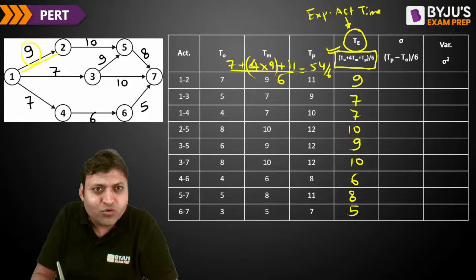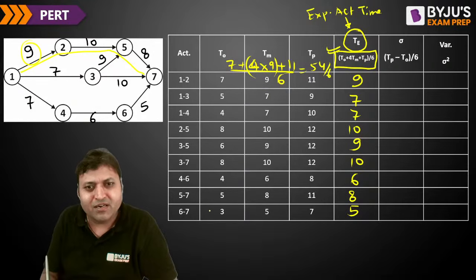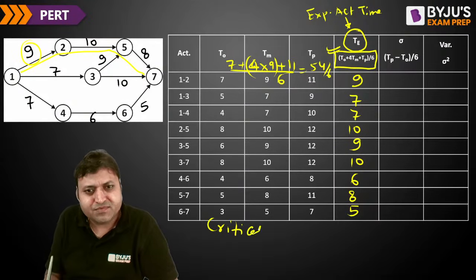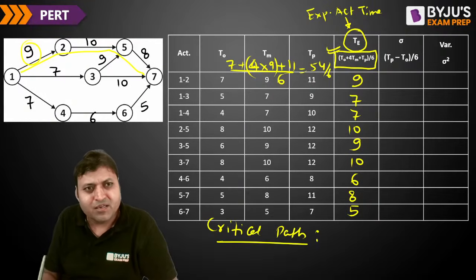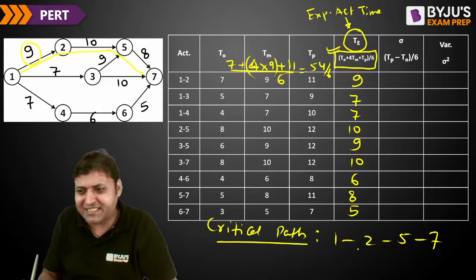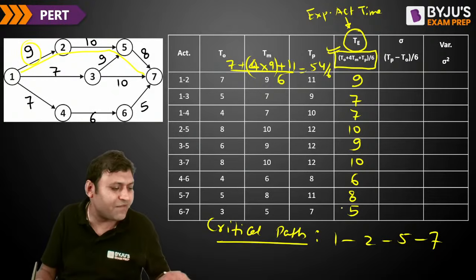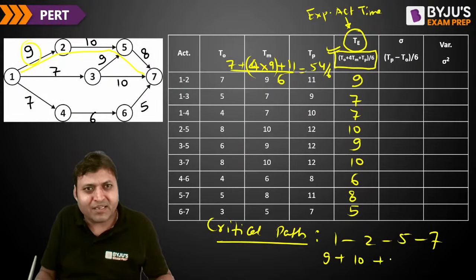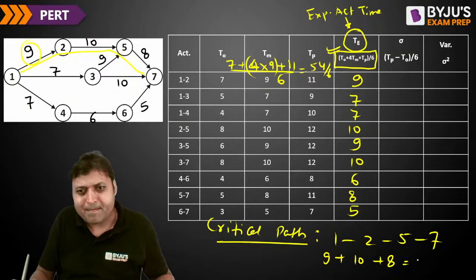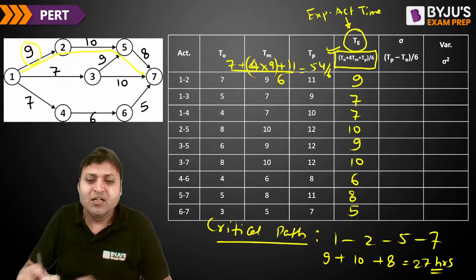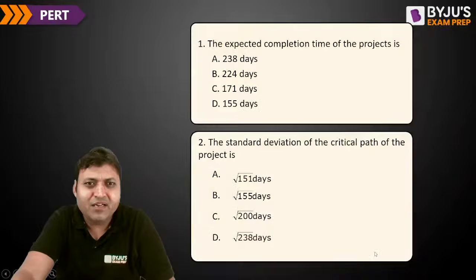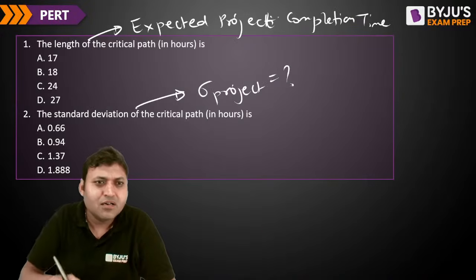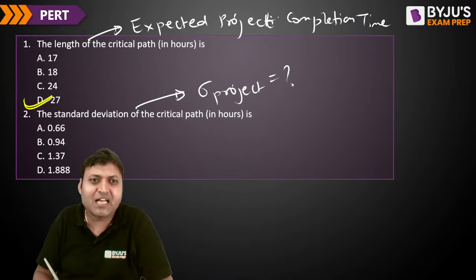Is it 1, 2, 5 and 7? The critical path will be 1, 2, 5 and 7. Isn't it? And the time duration will be 9 plus 10 plus 8, which is 27 hours. So the answer to the first part is that 27 hours will be the length of the critical path.